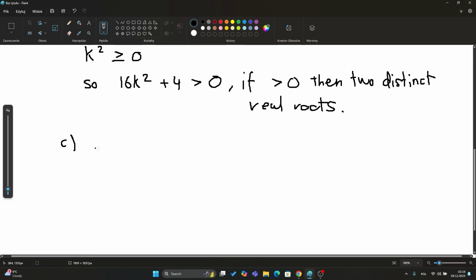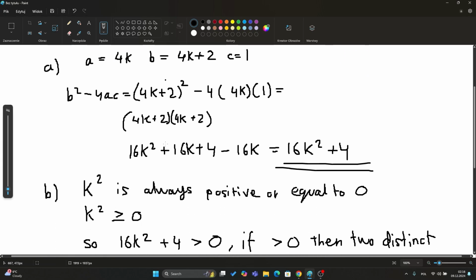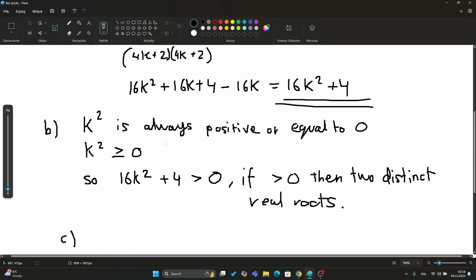Now part C. Explain why f of x cannot have two distinct real roots when k is equal to 0. Here we have concluded with the discriminant that if k squared is 0, so if k is 0, then 4 is greater than 0, and therefore we have two real roots.